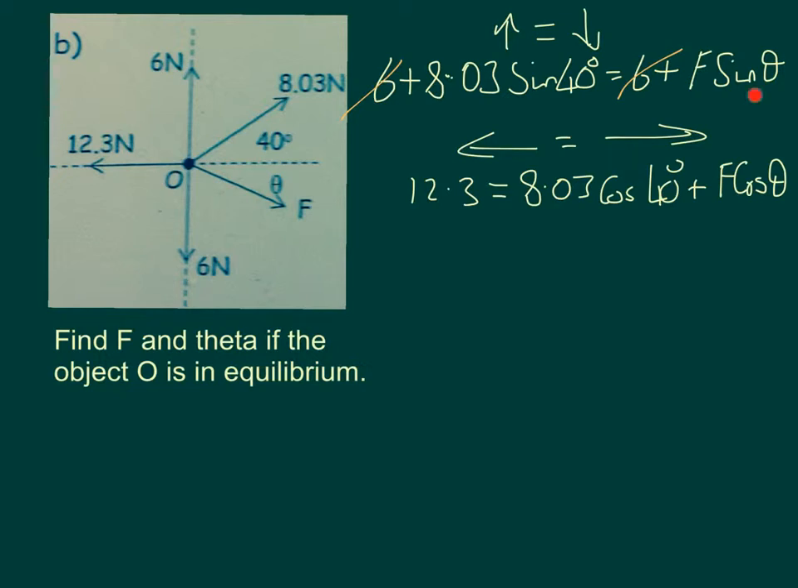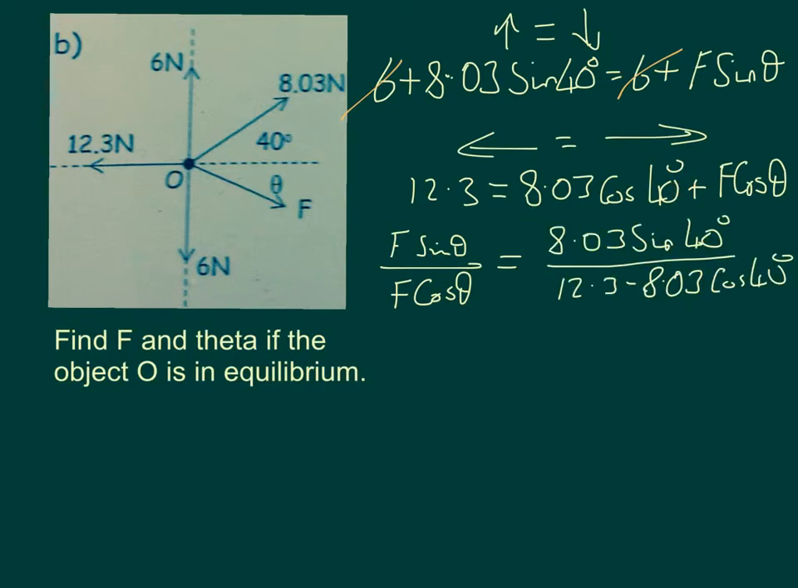So we do the same thing that we did before. We want to get F sine theta and divide it by F cos theta. That'll leave us with only one unknown. So when we divide these, F sine theta is equal to this 8.03 sine 40, and F cos theta is going to be equal to 12.3 minus this thing. So, as before, the F's now cancel, and sine theta over cos theta gives us the tan of theta. So, the tan of theta equals 0.839, and theta equals 40 degrees if we take the inverse tan of that.